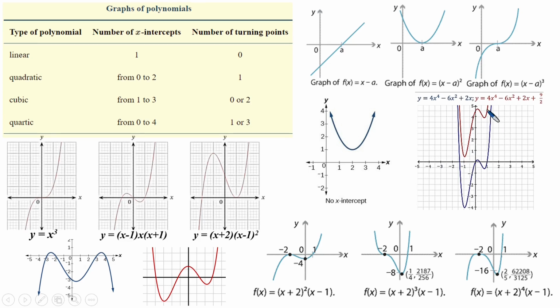Here also you see I have shown a quadratic function. Here is 4x to the power 4 minus 6x square plus 2x, and here I have added 9 by 2, so it has shifted, the red one. So here it has no intercept, so 0 intercept.